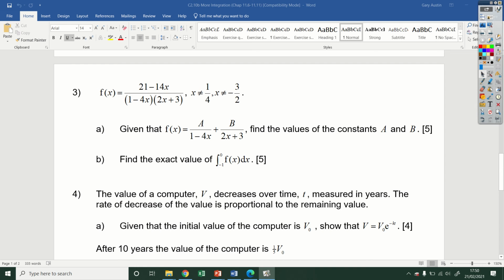All right, moving on to question 3. You've got a rational function here where x is not a quarter and it's also not minus 3 over 2. That's going to stop you from putting 0 into these brackets. However, when you break into partial fractions here, you're going to be at some point clearing denominators. So at the point where you want to be subbing in values of x, just because it says this up here doesn't mean that you can't use it to work out your partial fractions, your numerators.